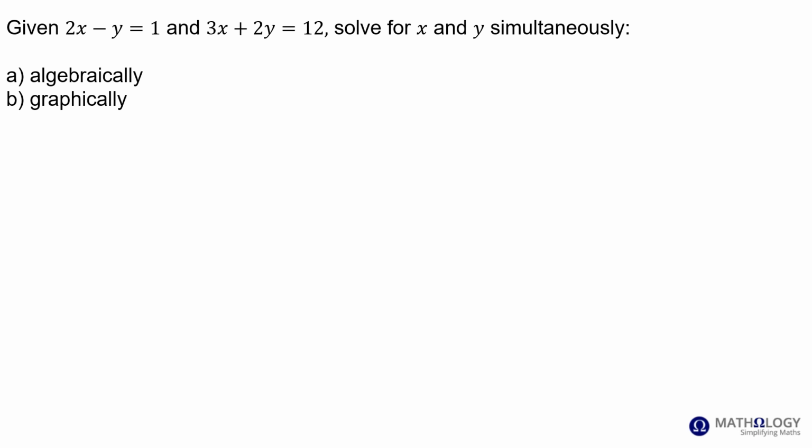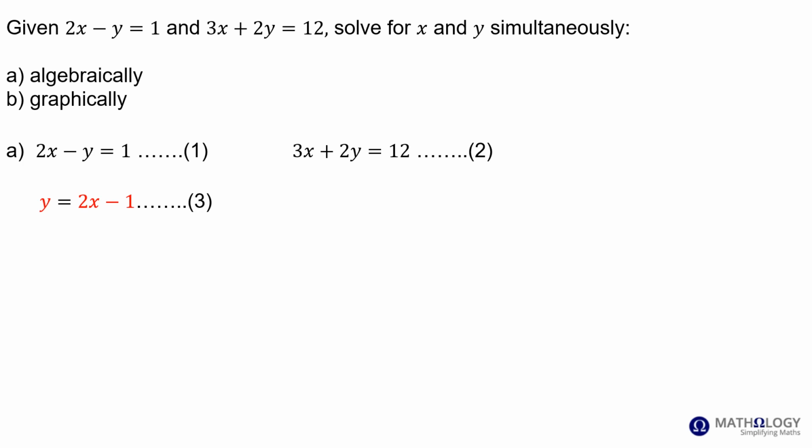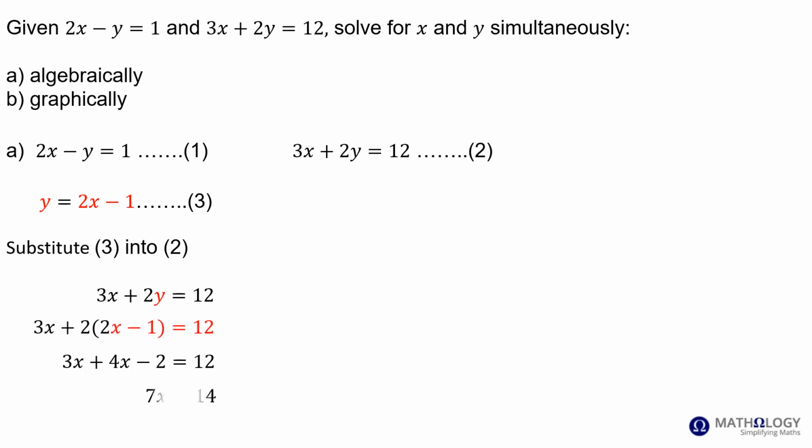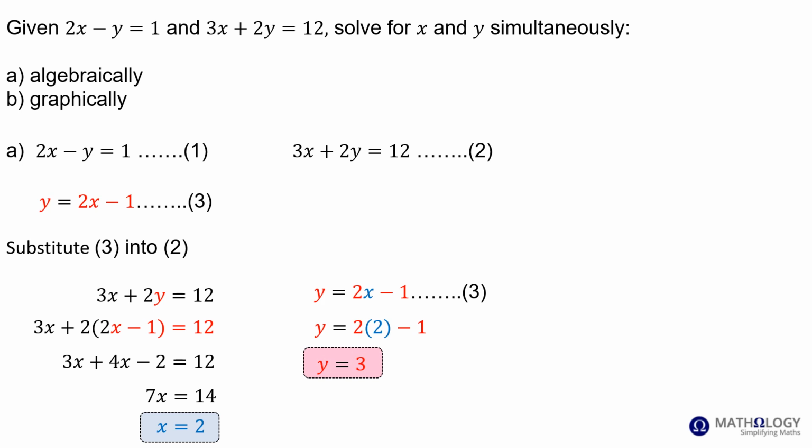Using the first method of substitution, we isolate one of the variables from one of the two equations, substitute this expression in the second equation, and solve for the first variable. Once we have the value of the first variable, in this case, x equals 2, we substitute this value of x into either of the original equations to get the value of the second variable. The solution to this pair of linear equations is therefore x equals 2 and y equals 3.